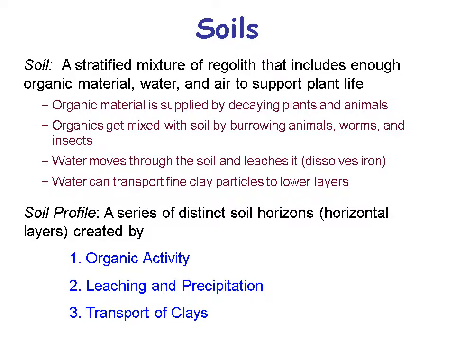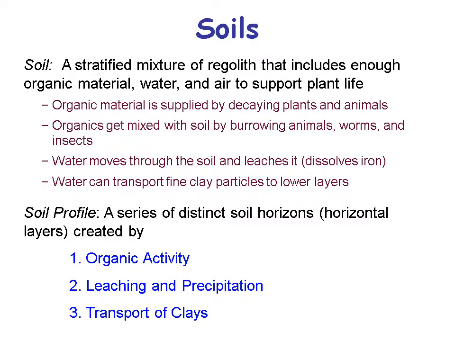Okay, so let's look at what makes up soil then. Well, organic material is supplied by decaying plants and animals, and organics get mixed in the soil by burrowing animals, worms, insects. Water moves through the soil and leaches it. It dissolves iron out of the soil. Anytime you see a reddish orangish color in soil, it's because of iron in the soil. And water going through the soil can transport fine clay particles to lower layers, so the clay particles actually move in the soil from one part of the soil horizon to the next.